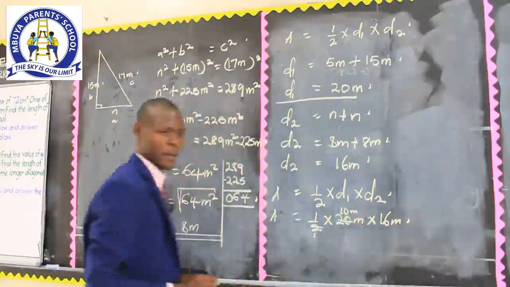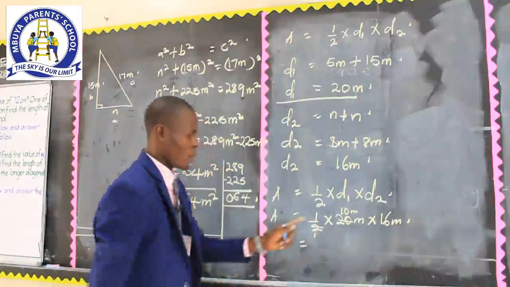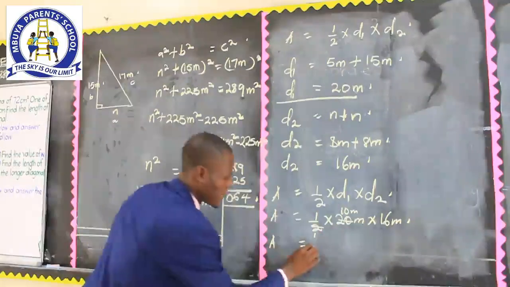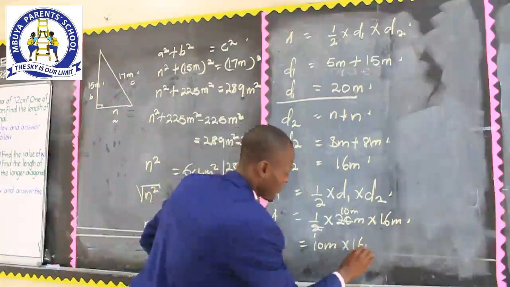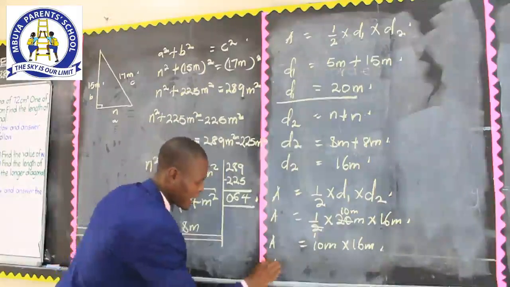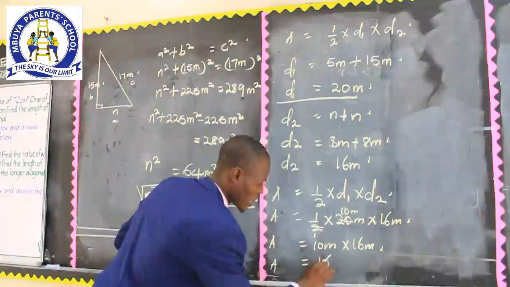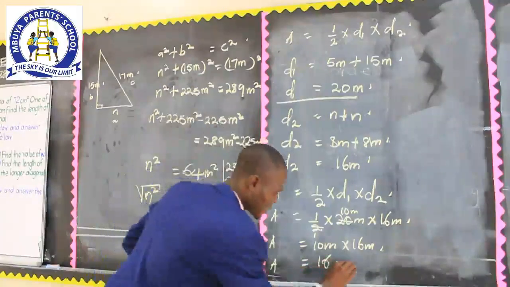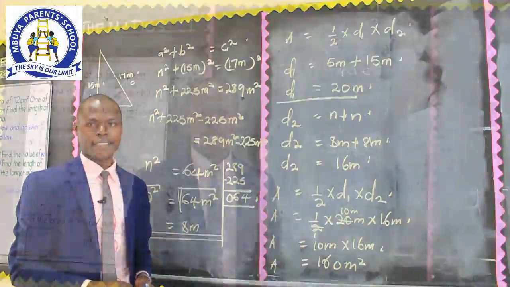And then we maintain the units. Very, very important. Let's continue. 1 times 10 meters, class, we get 10 meters times the 16 meters. Perfect. Finally, our area shall be 10 times 16, which is 160 meters squared. And that will be the area of the kite.